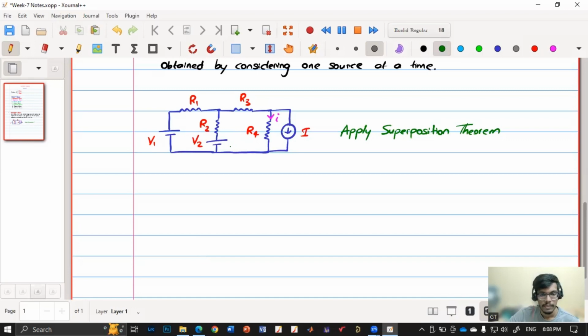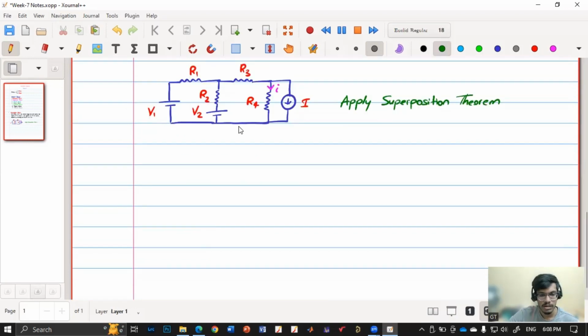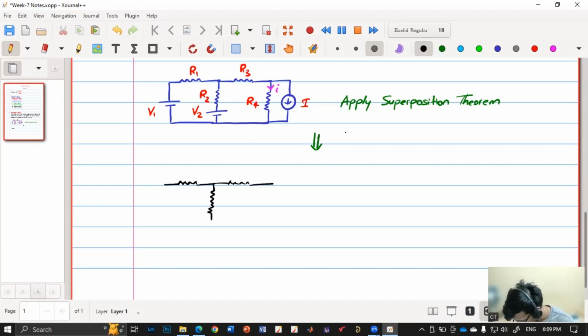Yes. So we'll consider, continue. So similarly, other sources can be considered and the algebraic sum of current can be used to obtain the current. Yes, so we'll consider one source at a time, and accordingly, we'll either short the voltage source or open the current source. So if we just get the three circuits, first I'm considering V1, so I'll short V2, and then I'll open I.